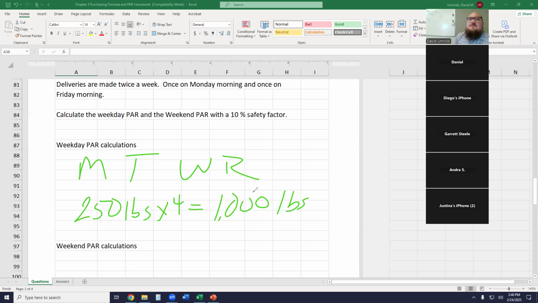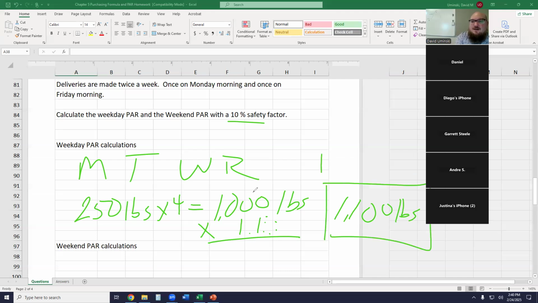And what that safety factor means is we're going to add just a little bit more to our par in case we're busier than we think we're going to be. It can't be a whole lot because one, we may not have the storage for it, but also we don't want to order too much because it could go bad. So if we multiply by 1.10, because remember, with the 10% safety factor, we're going to go up by 10%. So 1.10 gives me a weekday par of 1,100 pounds. That is my weekday par.